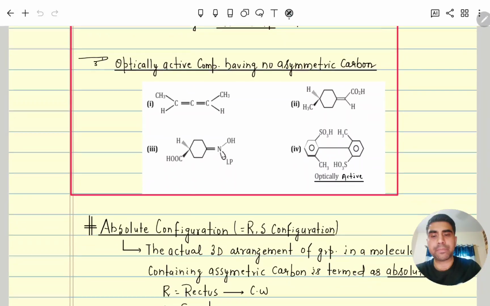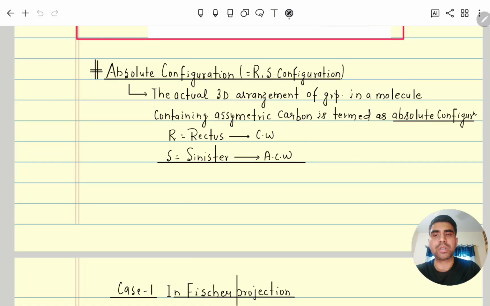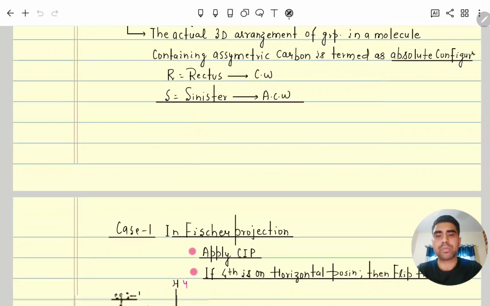Now moving further, absolute configuration. So what is absolute configuration? That is the RS configuration. The actual 3D arrangement of groups in a molecule containing an asymmetric carbon, meaning a chiral center, is termed absolute configuration, where R is rectus, which is clockwise, and S is sinister, anti-clockwise. This RS is just the naming for those 3D molecules, whether optically active or inactive.